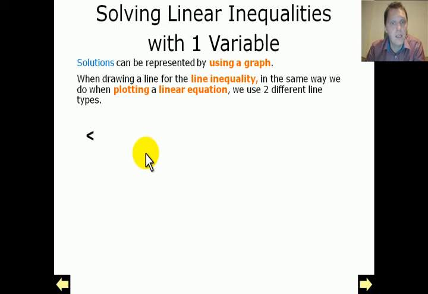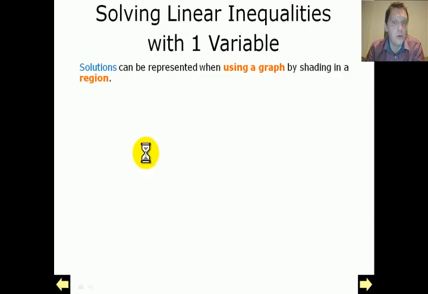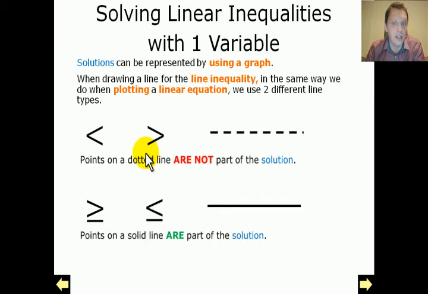Anytime that we are showing solutions using a graph, we'll end up with a line inequality rather than a line equation, but we're going to represent the line in 2 different ways. Anytime that we've got our strict inequalities, we're going to use a broken up line or dotted line. When we are using our inclusive inequalities, we're going to use a straight solid line, because this is going to tell us that along this line, this is actually part of the solution. When it's a broken up line, it's telling us that everything along this line is not part of the solution.